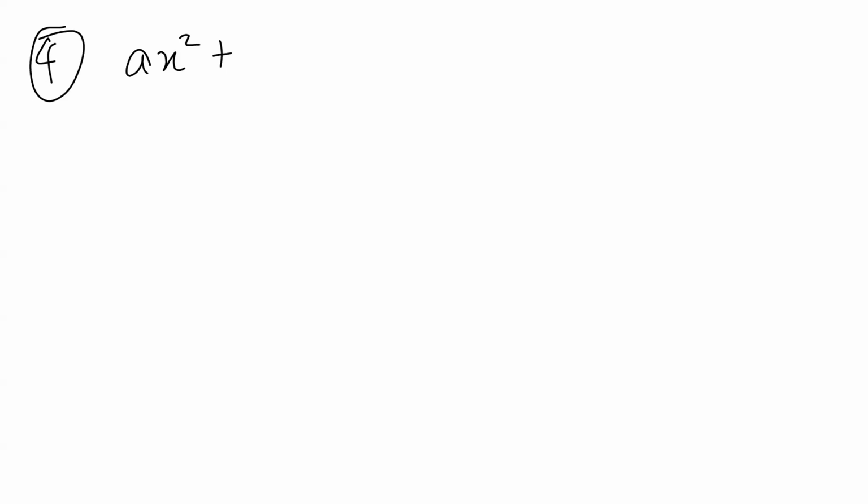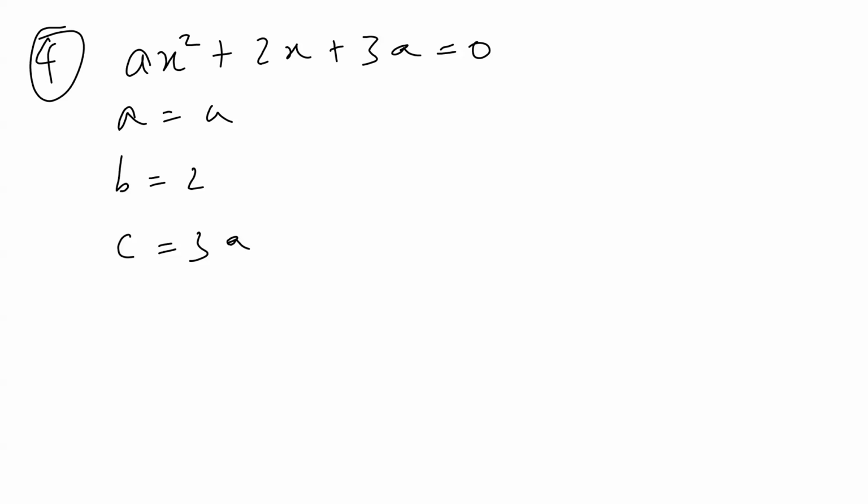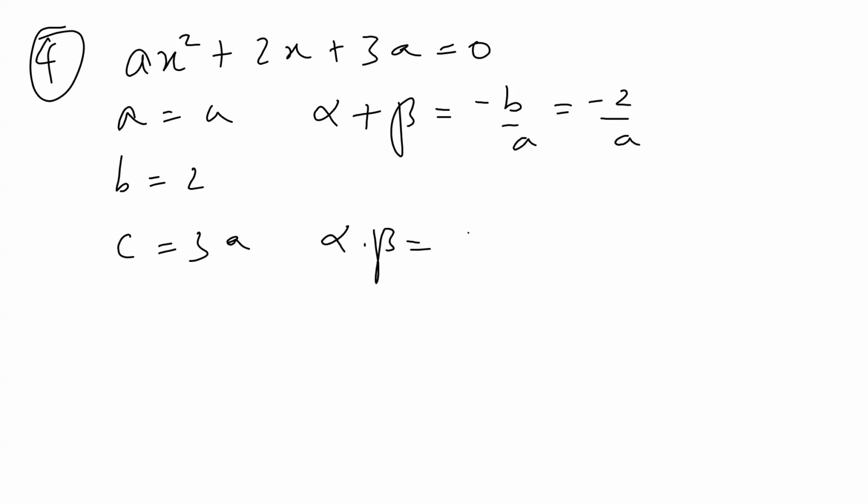ax square plus 2x plus 3a equal to 0. So a is equal to a, b is equal to 2, c is equal to 3a. Now the sum of the roots is equal to their product. So let the sum of the roots be alpha plus beta, which is minus b by a, which is minus 2 by a. Alpha into beta is c by a, which is 3a by a. Correct. So the sum of the roots may be equal to the product of the roots.